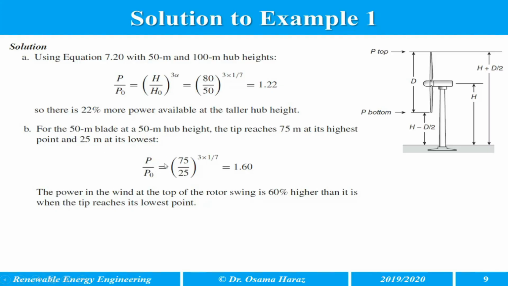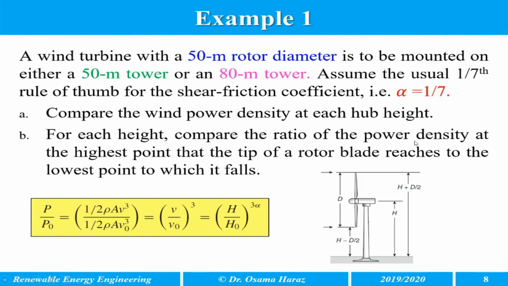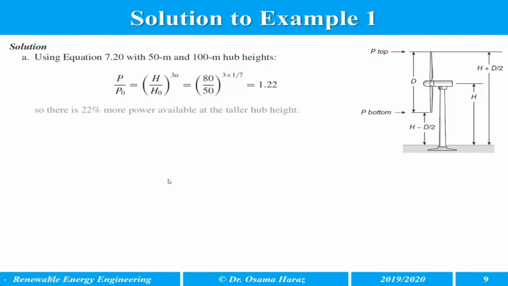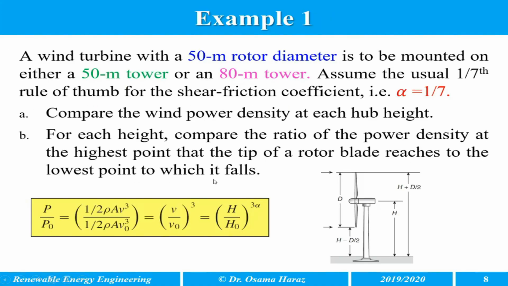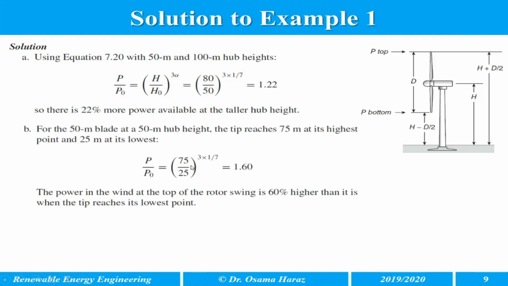So when you apply this, the highest point that the tip of the rotor blade reaches to the lowest point at which it falls. That means the highest point will be 75 meters and the lowest point will be 25 meters. When you divide them together to the power 3 alpha, you will get 1.6. That means the power in the wind at the top of the rotor swing is 60% higher than that when the tip reaches to the lowest point.